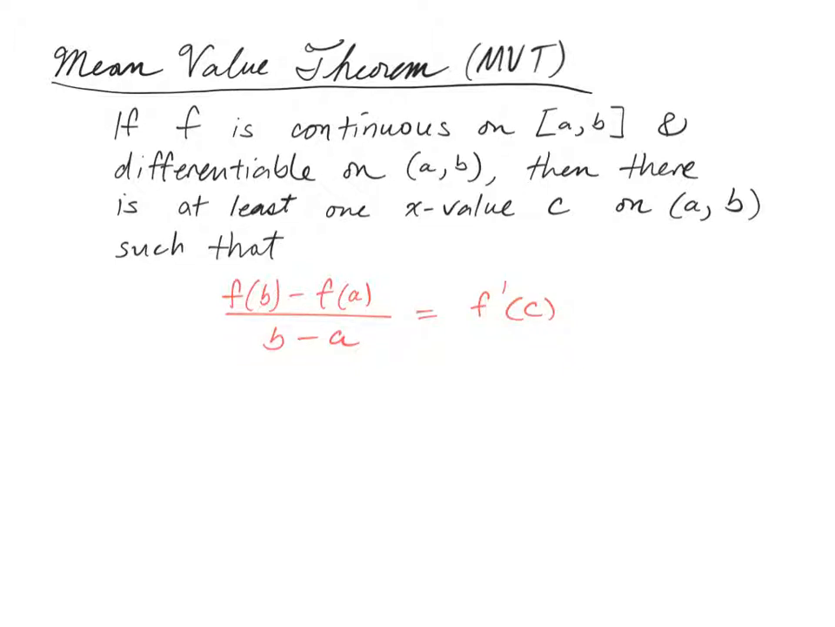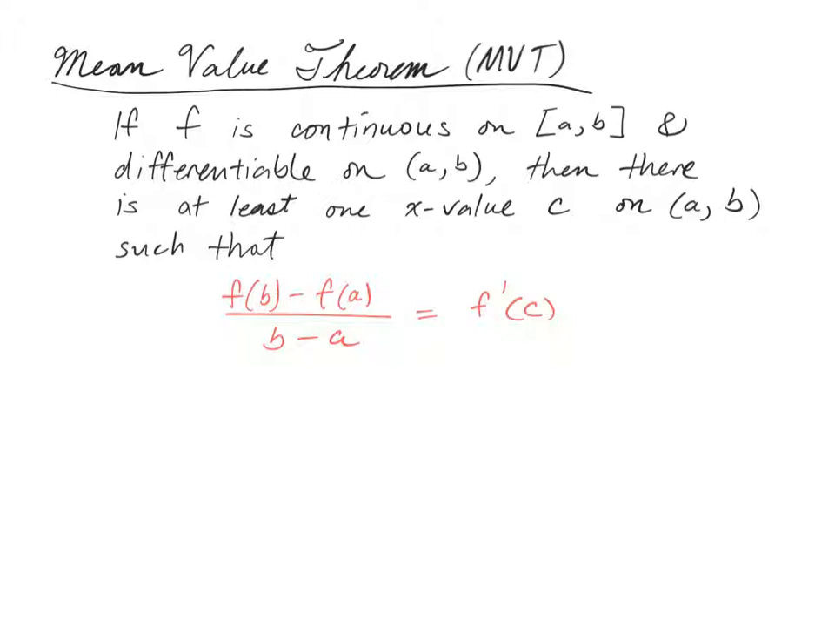Mean value theorem, which I will abbreviate MVT. The mean value theorem states: if f is continuous on the closed interval a, b and differentiable on the open interval a, b, then there is at least one x value c on the open interval a, b such that, and this is the equation that we use, the average rate of change will equal the instantaneous rate of change.